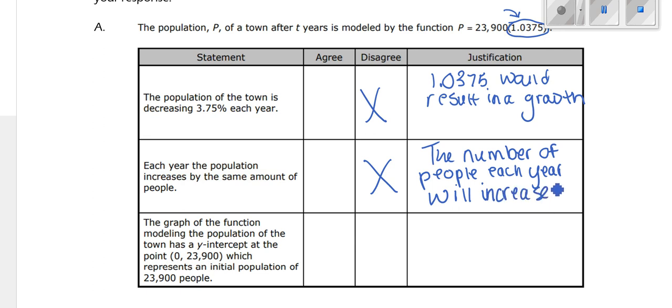The graph of the function modeling the population of the town has a y-intercept at the point (0, 23,900), which represents an initial population of 23,900 people. And this I agree with, because we can see it's right here in my function, my initial value. So we could say it's the a value in the function, whatever makes sense to you in this situation.